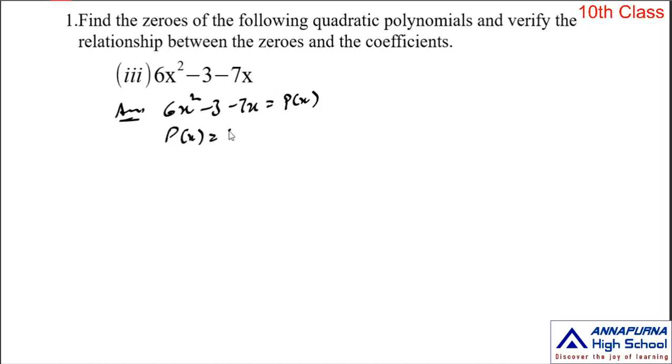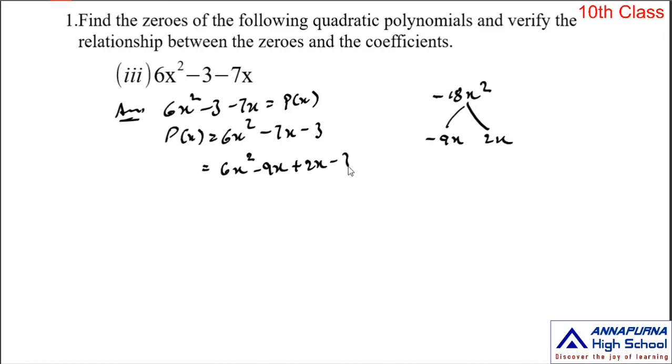P of x is equal to, generally in a quadratic polynomial, first we write the x square term, 6x square, then the x term, and then the constant. So 6x square minus 7x minus 3, and follow the same process. Here the constant is minus 3 and the x square term is 6x square. The product is minus 18x square. Here the two factors are minus 9x and plus 2x. So it is equal to 6x square minus 9x plus 2x minus 3.